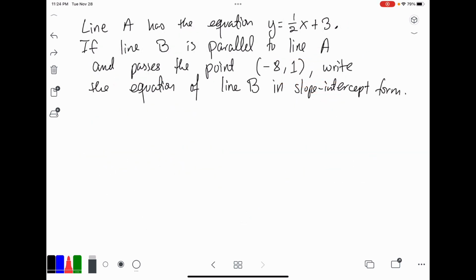So let's try an example on your own. Line A has the equation y = 1/2 x + 3. If line B is parallel to line A and passes through the point (-8, 1), write the equation of line B in slope intercept form. Go ahead, give this a try on your own, and pause this video. Once you have solved it, you may unpause this video to find the answer.